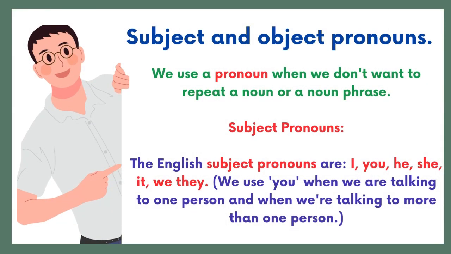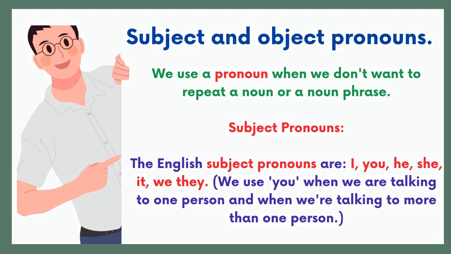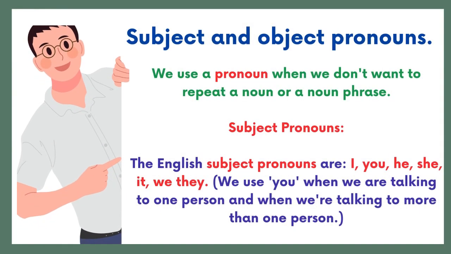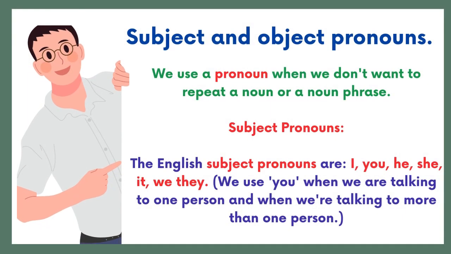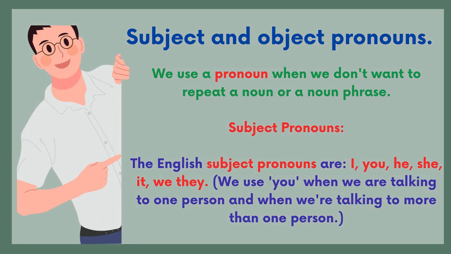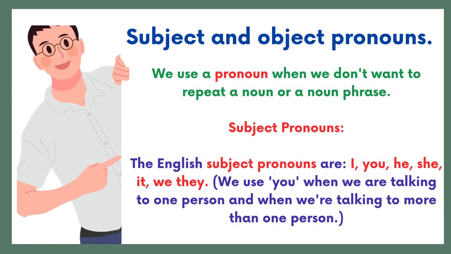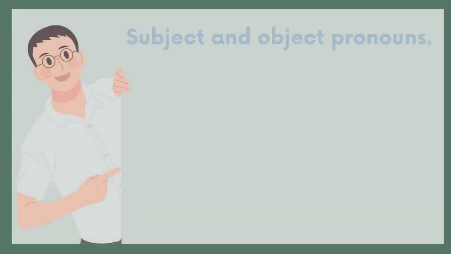Subject and object pronouns. We use a pronoun when we don't want to repeat a noun or a noun phrase. Subject pronouns. The English subject pronouns are I, you, he, she, it, we, they. We use you when we are talking to one person and when we're talking to more than one person.